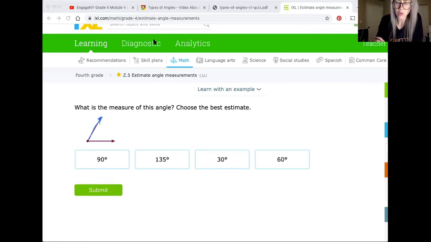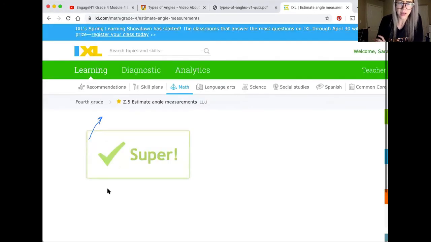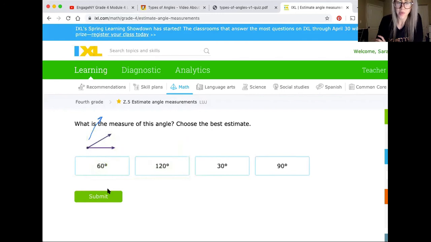135, no, that would be more. 30 degrees or 60. Now, if it were 30, remember 30 is a third of 90. That 90 is up there, a third would be more like right here. So that would be 30 degrees, but it's 60, which is 2/3 of 90. So we're thinking, yeah, that sounds pretty good. 60 degrees, let's see if we're right. Super duper, love it. So that's what you're going to be doing on these.